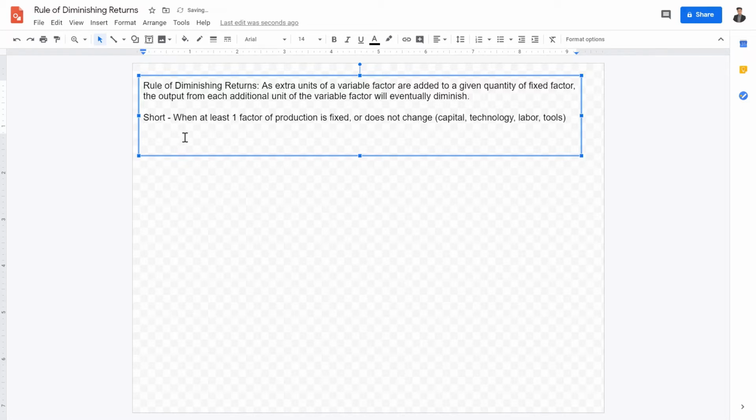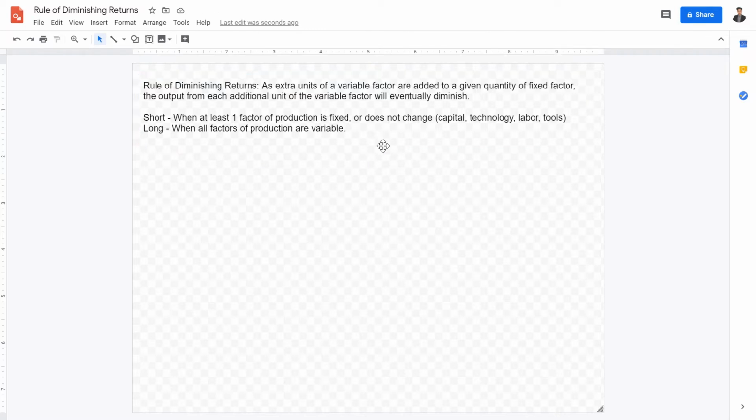So in the short term, that's what it refers to. In the long term, it refers to when all factors of production are variable. So when talking about the rule of diminishing returns, we talk about the short term, where at least one factor of production is actually fixed. So what does the rule of diminishing returns mean?